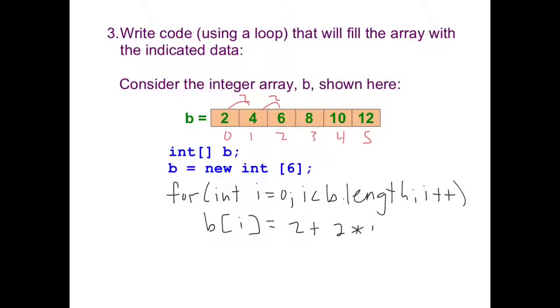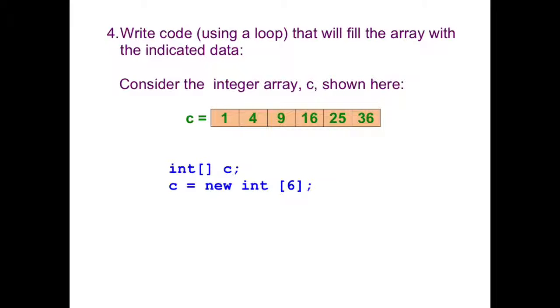2 times i. So that way when i is equal to 0, we're going to get 2. When i is equal to 1, we're going to get 2 plus 2, or 4. When i is equal to 2, 2 times 2 is 4, plus 2 would give us 6. So when i is 2, we get 6, and everything seems to be working perfectly. So this is the way to set up our array B. Let's check out the next one.